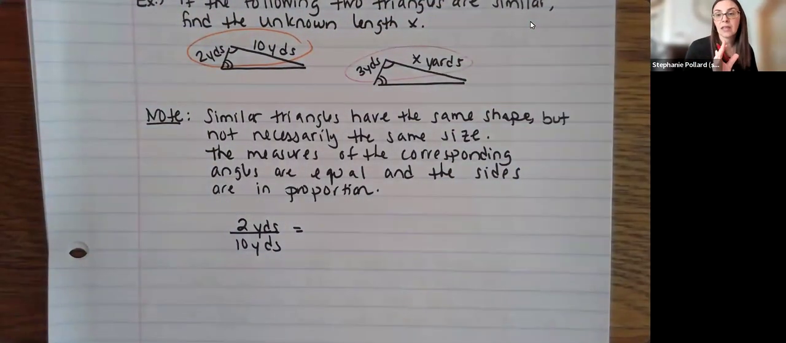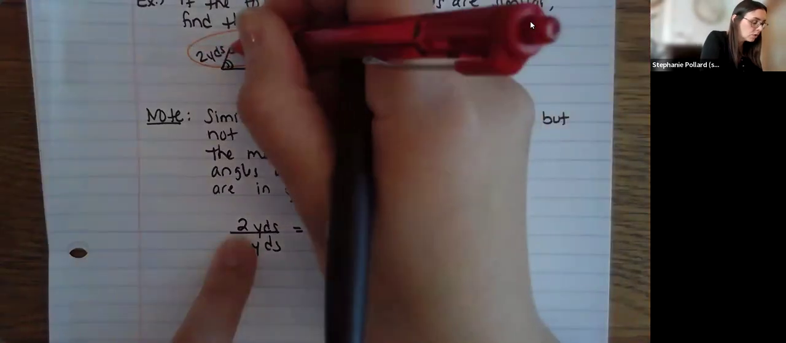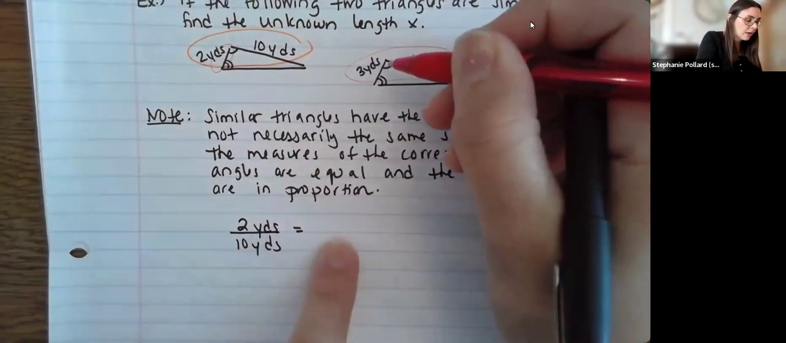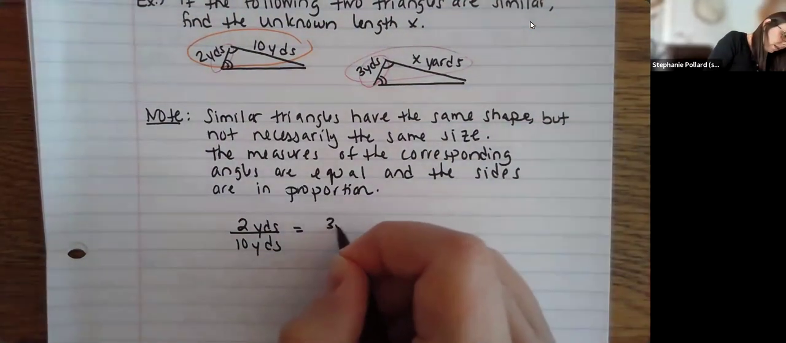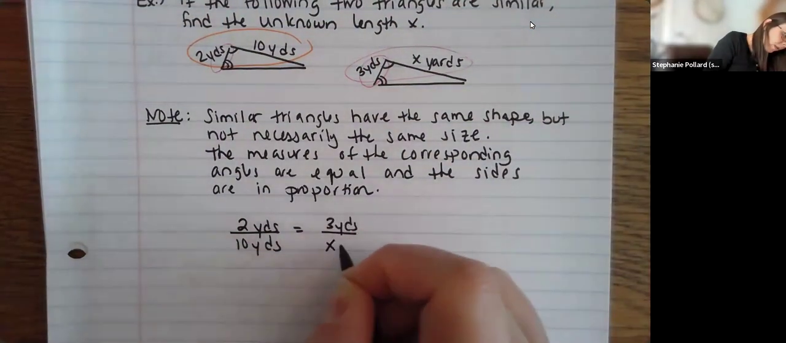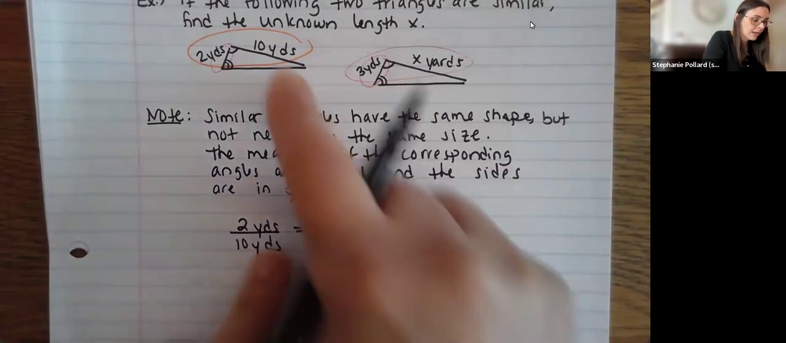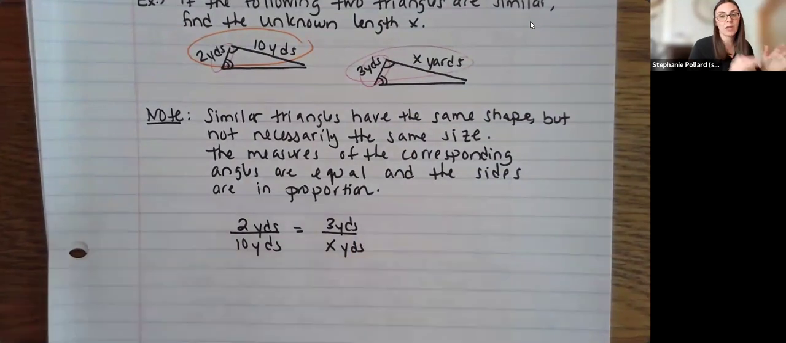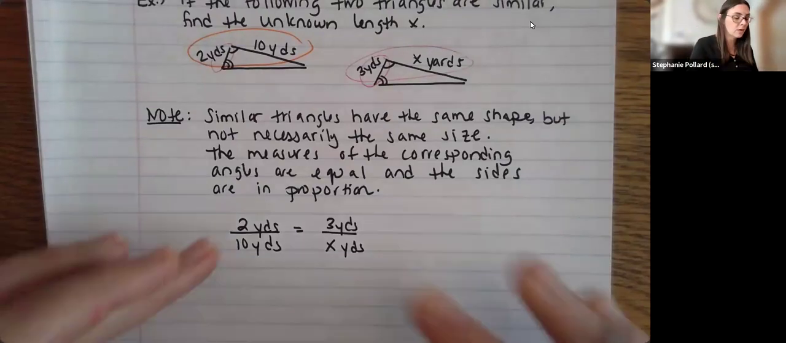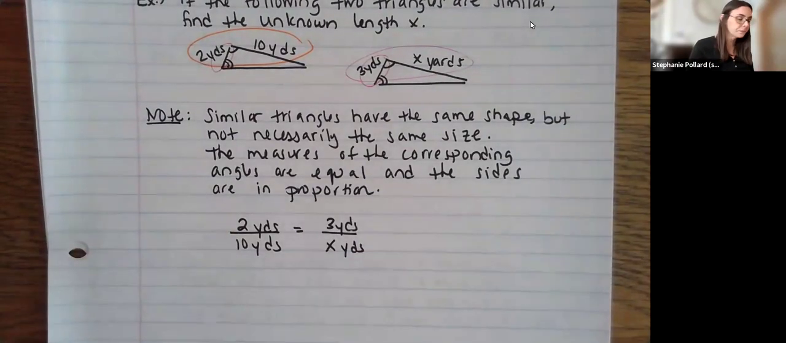Now, the tricky thing here is you have to match things up. Notice how the 2 yards was the shorter side. So on the top over here, I need to put the shorter side as well, so 3 yards. And then the x would go with the longer side. Longer side was here, longer side was here. So you do have to be consistent. You can't just put them in anywhere you want. So you need to find a way to match up the tops and the bottoms. Here I'm using smaller sides versus longer sides.